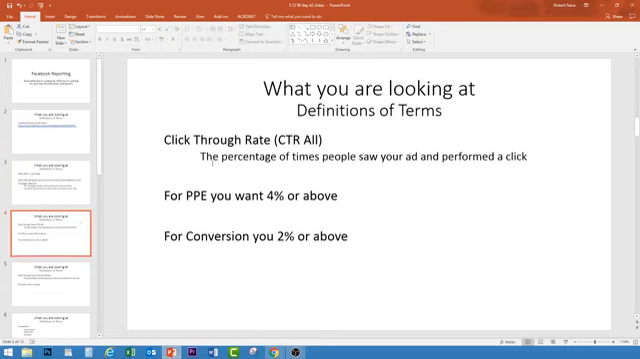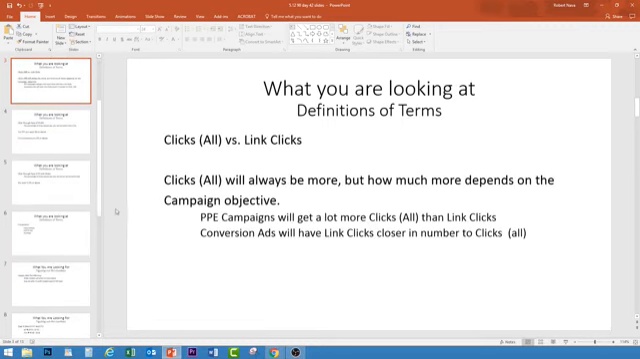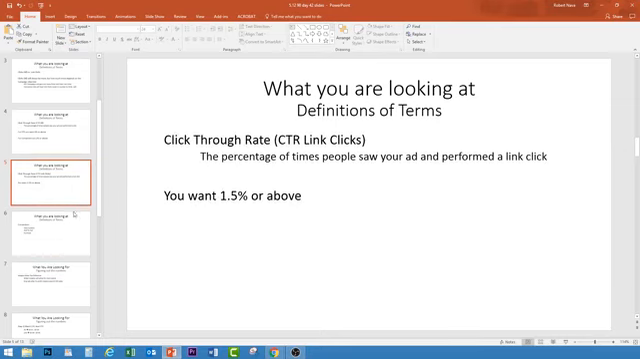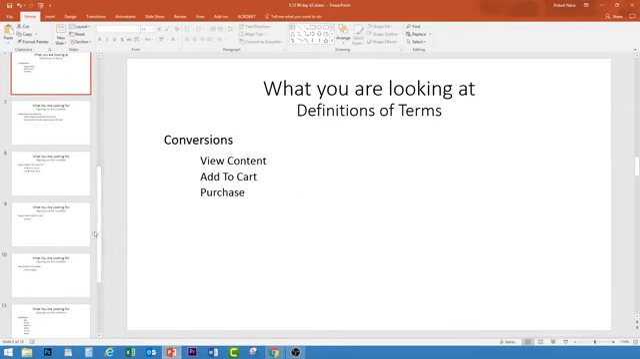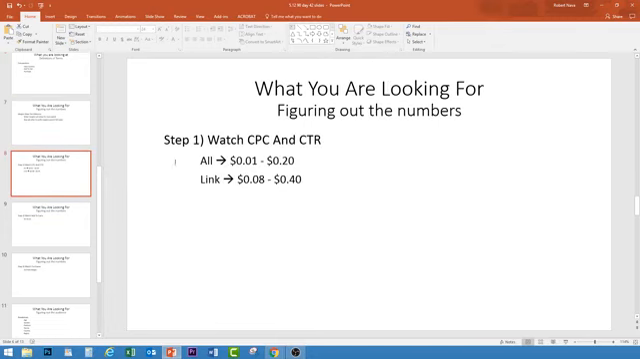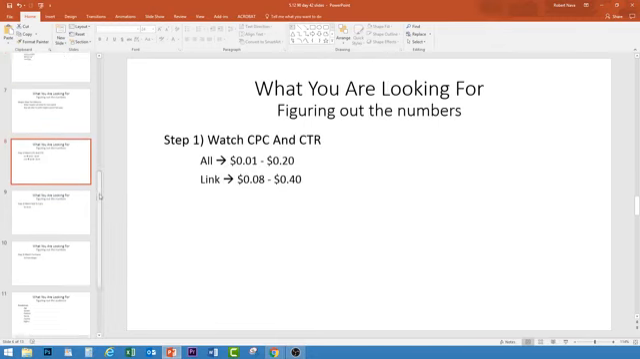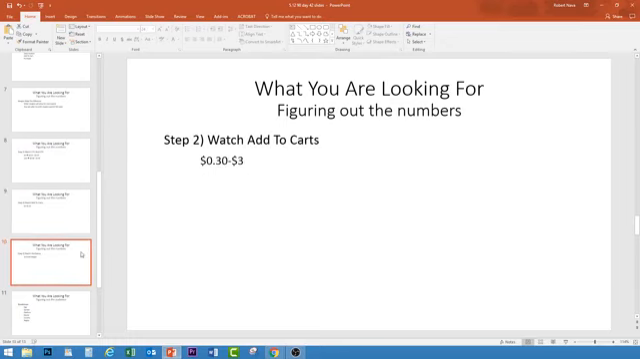Then we talked about the different click-through rates and the percentages you should be looking for based on the campaign objective that you have. And then we talked about conversions, what the different types of conversions are, and the flow of your ad process of optimizing for content, carts, and then purchase. While you're doing that, you're looking at the reporting metrics for each one at the same time: the spend for clicks, the spend for add to carts, and 2 times the profit margin for your purchases.